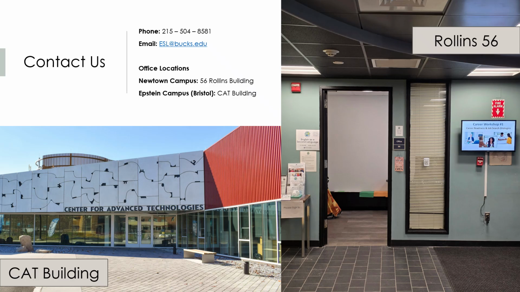Here is what the CAT building looks like. If you're not familiar, that is our building down on the Bristol campus. And we call it the CAT building because it is the Center for Advanced Technologies. So each of the letters CAT. It is the building that is closest to the highway, not the building the classes are in. So that's the building that Melissa is in if you want to stop by and register for classes.